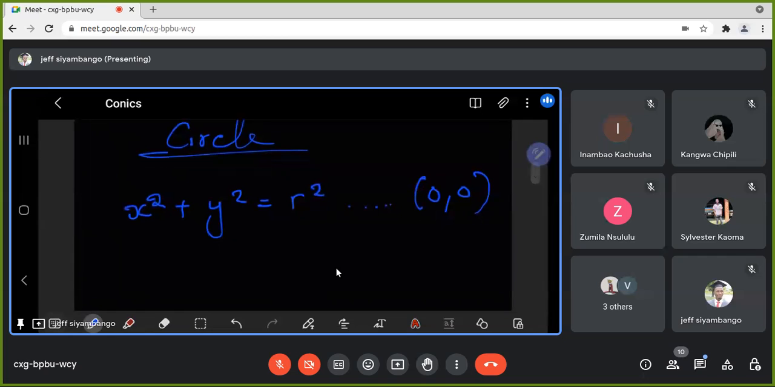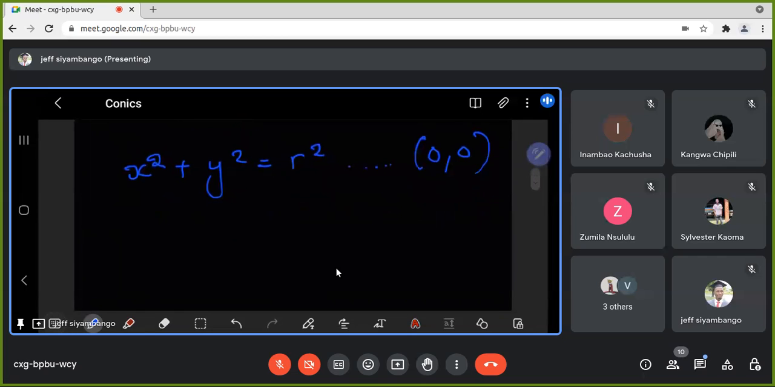But if a circle is not centered at the origin, centered somewhere else, then you expect this is going to have x minus h squared plus y minus k squared. And then the radius, of course, will still be just r squared. This is for a circle centered at h, k.